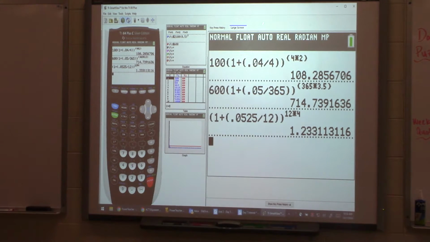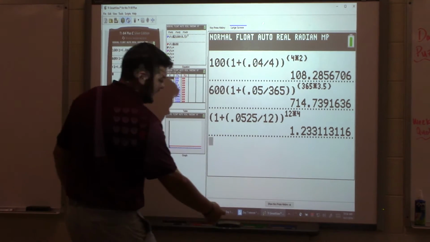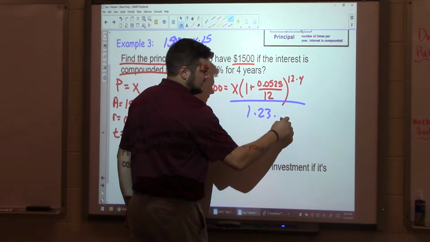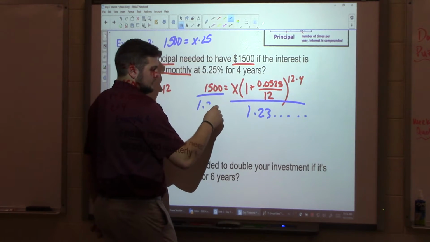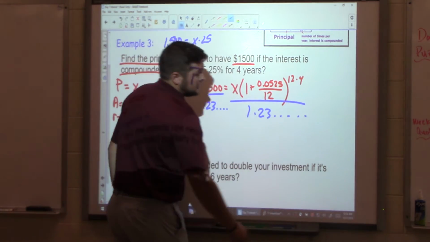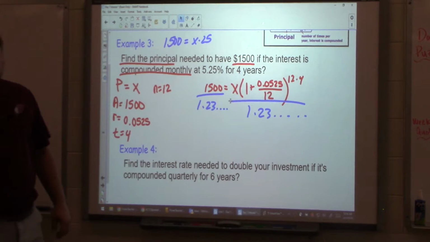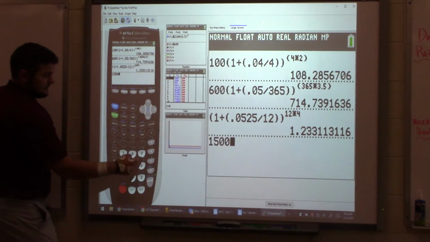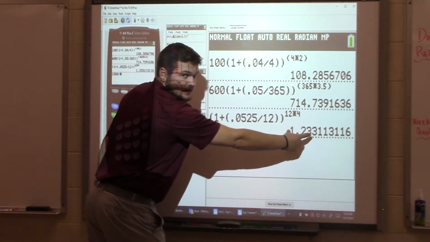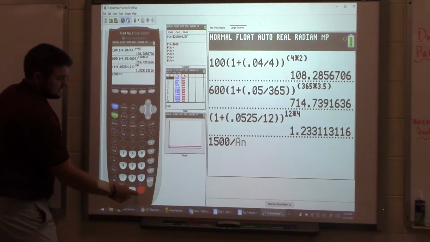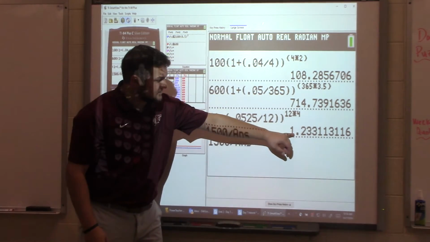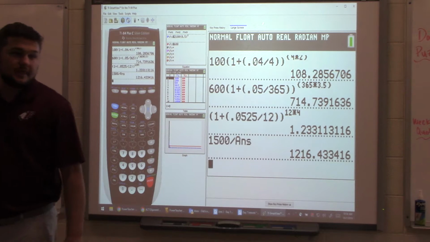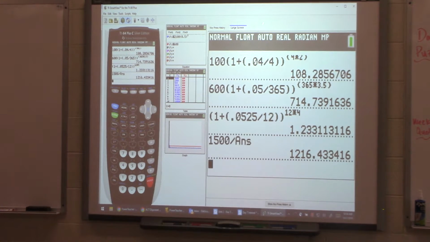Do not round it. What we're going to do, if you look at our problem here, we're going to divide by 1.23 dot dot dot. And if you actually go in your calculator, there's this really cool button where if I want to do 1,500 divided by this number, I can hit second and then the negative sign, and it pulls this answer down here to divide it for me, so I don't have to round. And that'll give us our answer. Alright? That way we're not rounding.